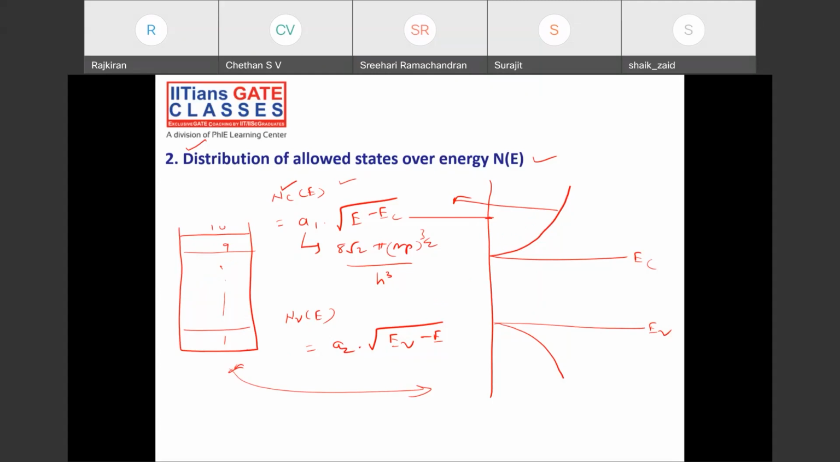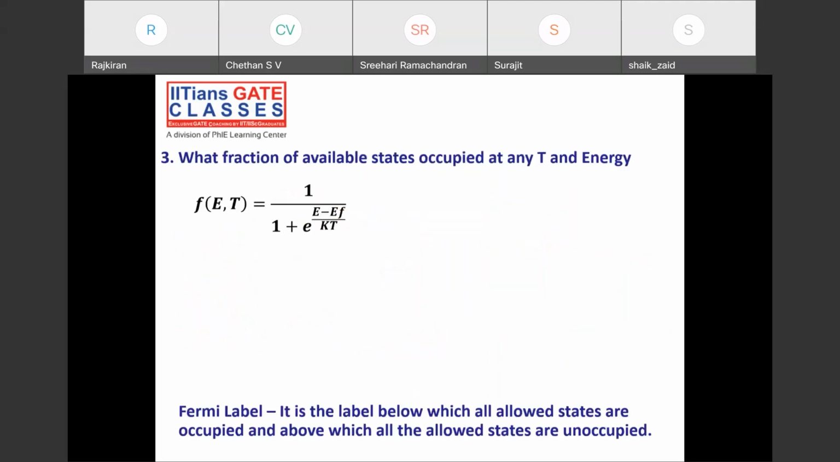Then if I want to find out how many people are staying in the building, what do I have to do? In each floor there are rooms available. Out of all the available rooms, how many rooms are occupied by people? That will give me the number of people staying on that floor. Suppose in the 10th floor there are 5 rooms; out of 5 rooms, how many are filled? That is nothing but what fraction of available states.